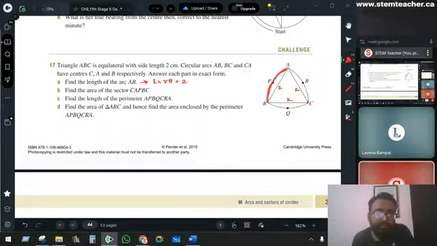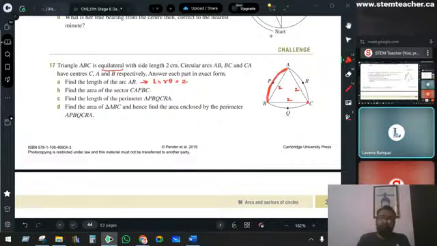What is the angle in the equilateral triangle? 60, right? And 60 is nothing but pi by 3. Therefore, it is 2 pi by 3. This is 2 pi by 3, this is also 2 pi by 3, and this is also 2 pi by 3, because all are the same, 60, 60. And find the area of the sector.